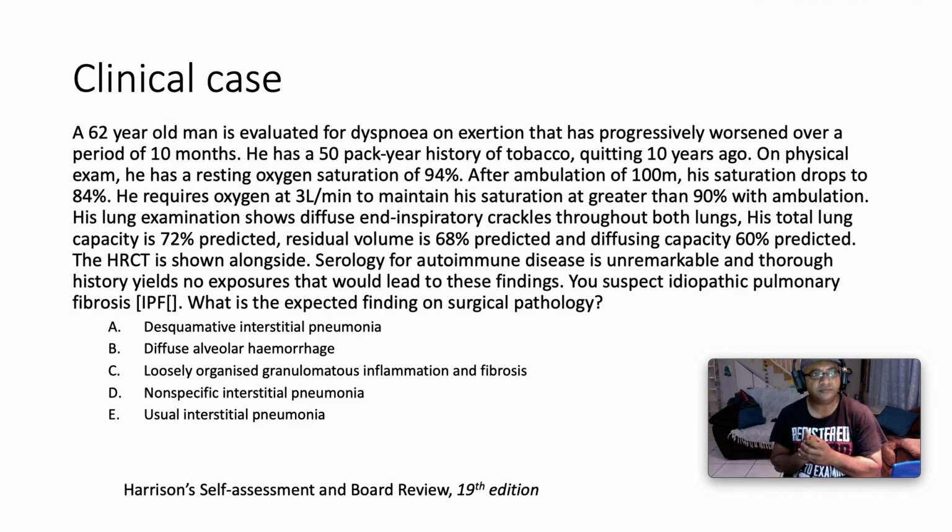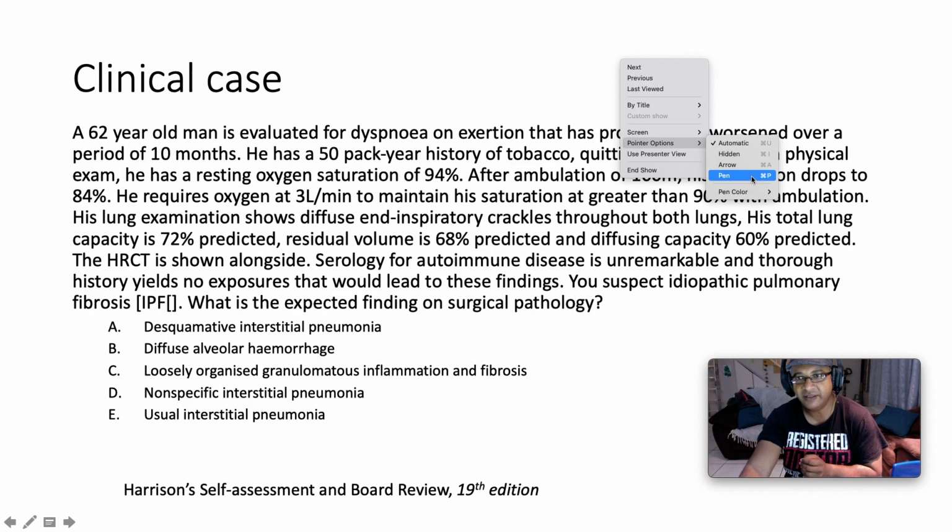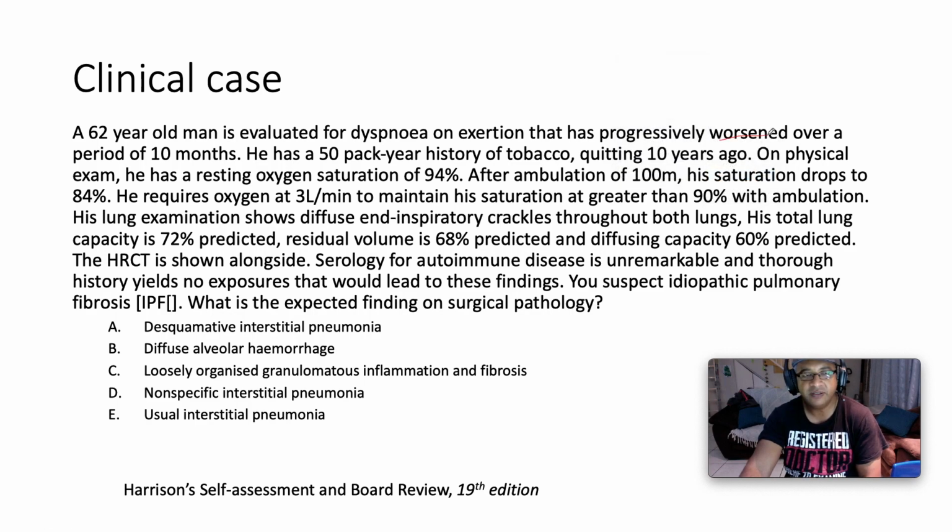So, we have a 62-year-old man who is evaluated for dyspnea on exertion, which has progressively worsened over a period of 10 months. He has a 50-pack-year history of tobacco smoking, having quit 10 years prior. On physical exam, he has a resting oxygen saturation of 94%. After ambulation to 100 meters, his SAT drops to 84%. He requires oxygen at 3 liters per minute to maintain his saturation at greater than 90% with ambulation.